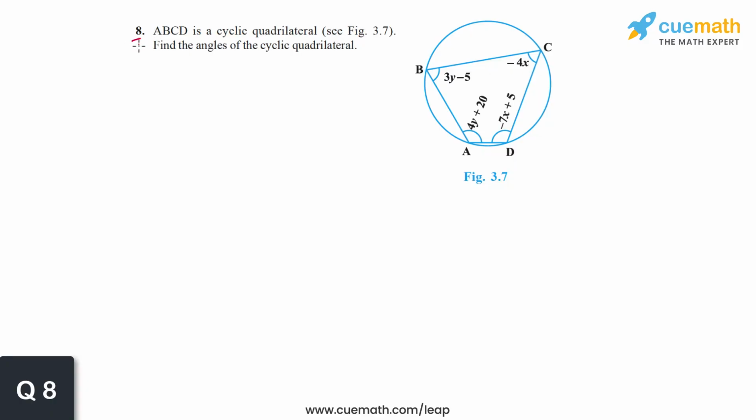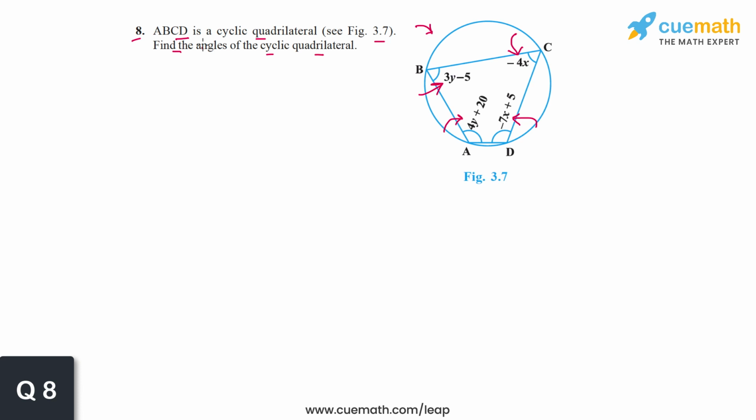In question 8 of this exercise, the problem statement says ABCD is a cyclic quadrilateral as shown in this figure. Find the angles of this cyclic quadrilateral, and the angles are given in terms of the variables x and y. So for example, A is equal to 4y plus 20 degrees, B is equal to 3y minus 5 degrees, C is equal to minus 4x degrees, and D is equal to minus 7x plus 5 degrees.